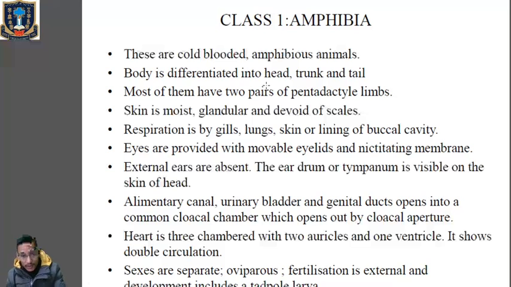Now eyes: they are provided with movable eyelids and the nictitating membrane, the third eyelid. External ears are absent. We cannot see external ears like in human beings, but the tympanum is present on the head, which represents the external ear. The alimentary canal, urinary bladder, and genital duct open into a common chamber called the cloacal chamber, which opens out by the cloacal aperture. The heart is 3-chambered with 2 auricles and 1 ventricle, and it shows double circulation. Sexes are separate, male and female are different.